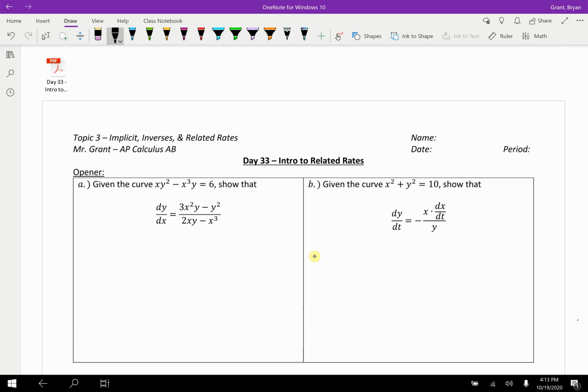So we've already checked off implicit. We've already done inverses. We are finishing with related rates. We're actually going to spend 3 days on related rates, and then we will conclude with a review and a nice little project. No test for this topic, so nothing too scary. So yeah, we might as well jump right into it.